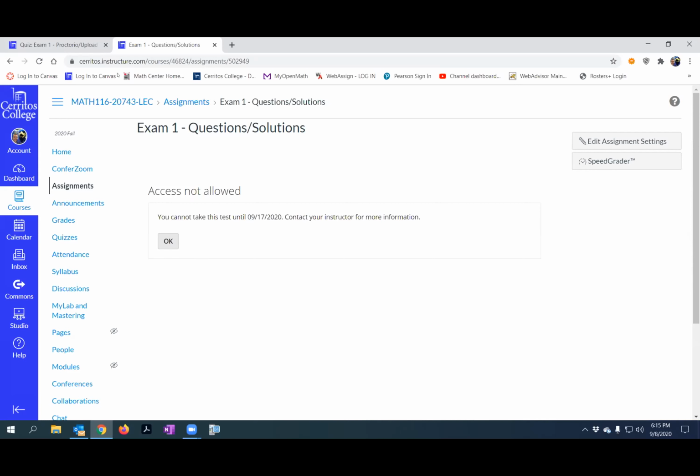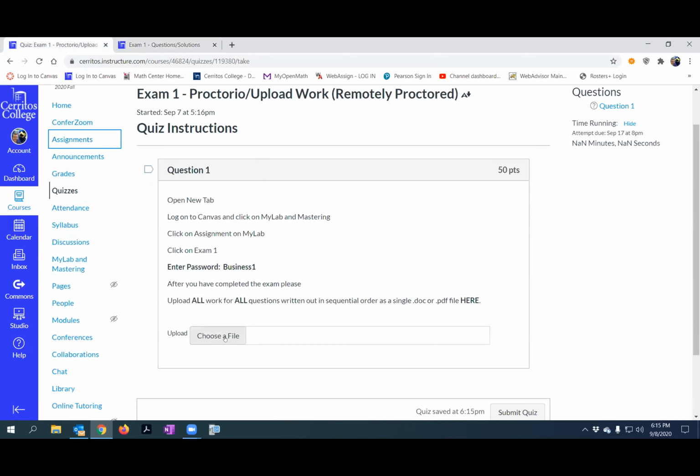Okay, when you're all done taking the exam, you're going to go back here and upload your work. See how it says Proctorio upload work? This is your work. Your original work will be uploaded in a file. What type of file? A doc file or a PDF. A doc file if you want to post images in it, or a PDF file if you want to scan your work.